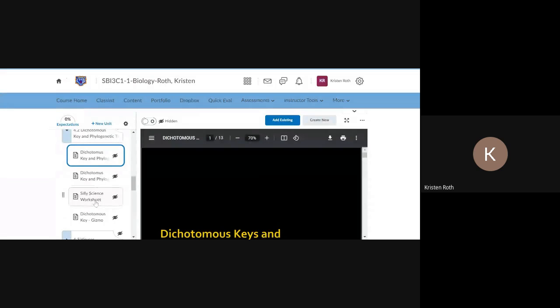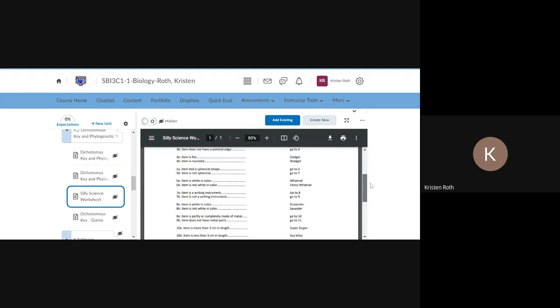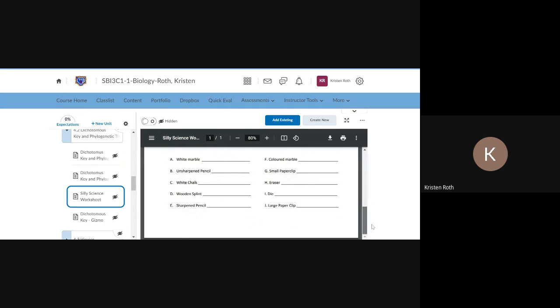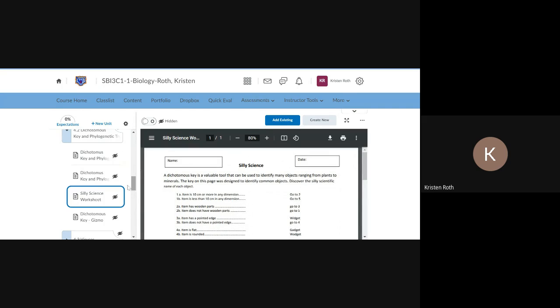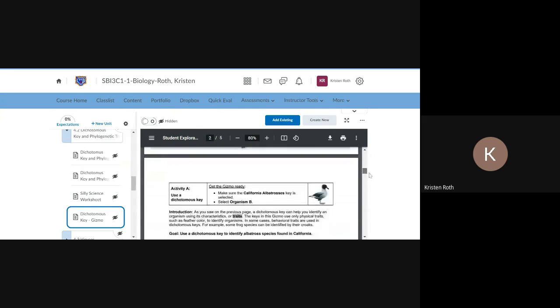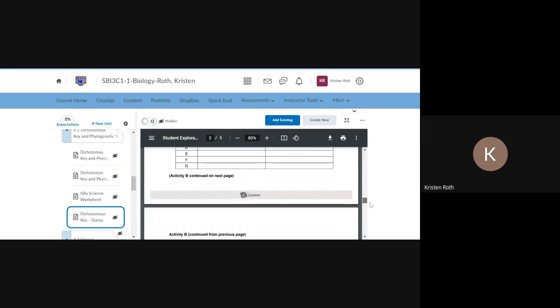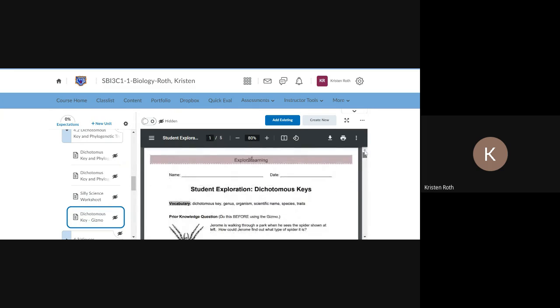Okay. So what you're going to be working on now is you're going to complete this silly science worksheet. So it's just our dichotomous key. So practice doing this one. Okay, your silly science. And then you're going to do our gizmo, which is posted here. Or if you were at school, I gave most of you this dichotomous key at school. Okay. So it's a long one. So this is the one you're going to be working on for pretty much your whole class time today.